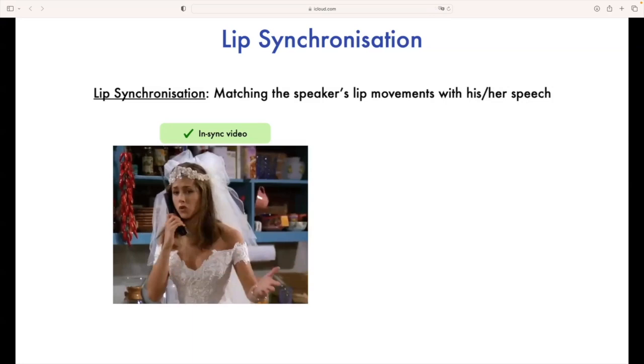So in this video, the audio and the video are perfectly in sync. Now we will see another example where, if you observe the lips, you can clearly see that the audio and the video are out of sync.